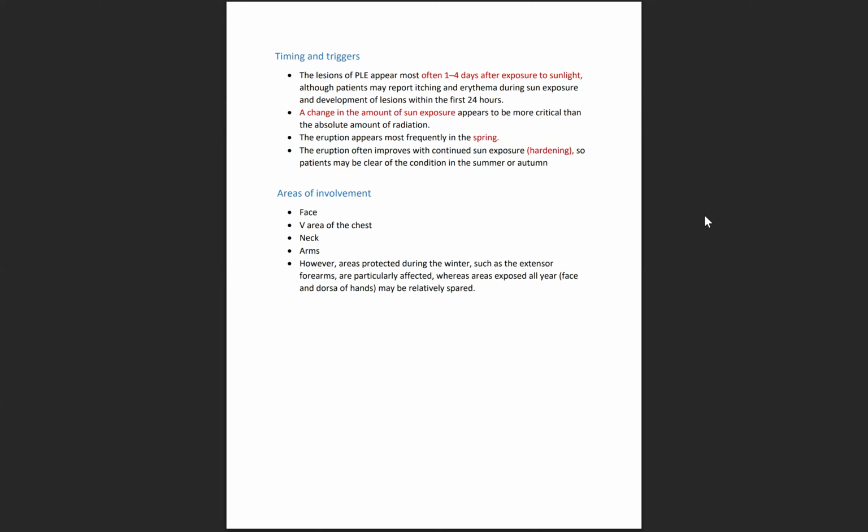The eruption appears most frequently in the spring. The eruption often improves with continuous sun exposure اللي هاي ظاهرة نسميها hardening. So patients may be clear of condition in summer or autumn. Area of involvement هي sun exposed area مثل الفيس, the area of the neck or the chest, neck and arms. However, areas protected during the winter, such as the extensor forearms, are particularly affected, whereas area exposed all year, face and dorsa of the hand, may be relatively spared بسبب hardening.